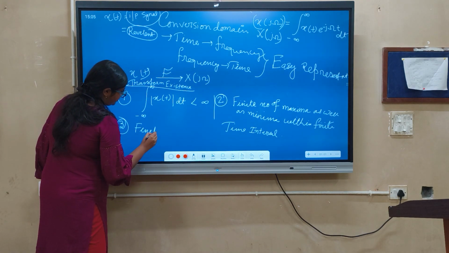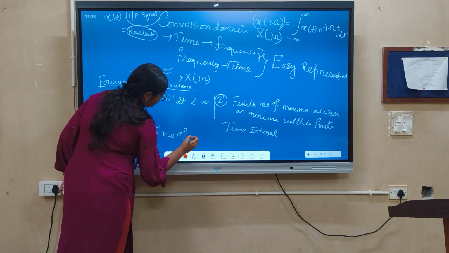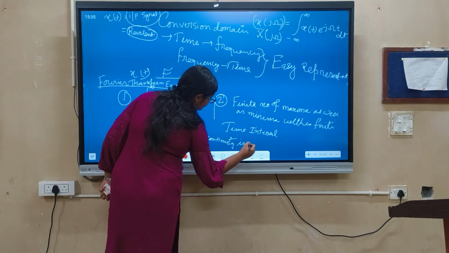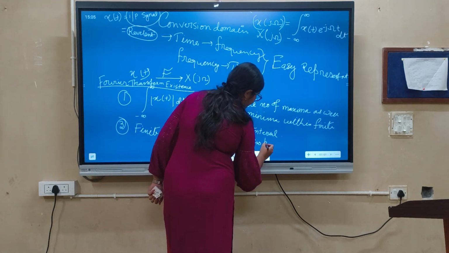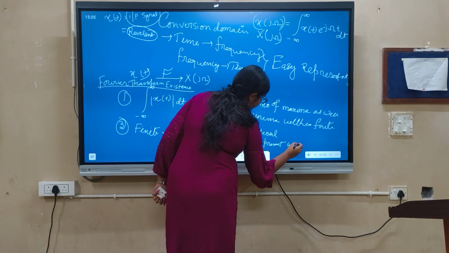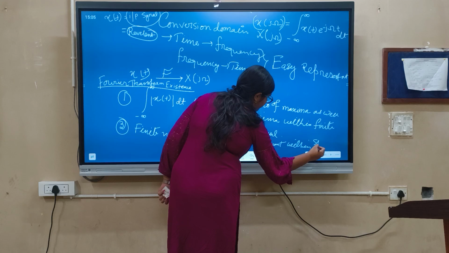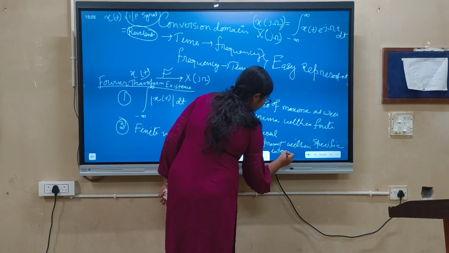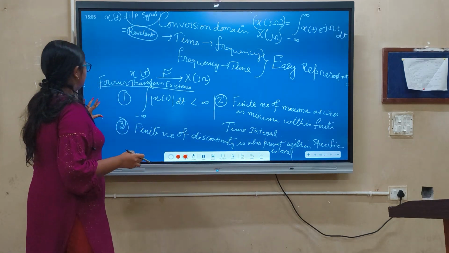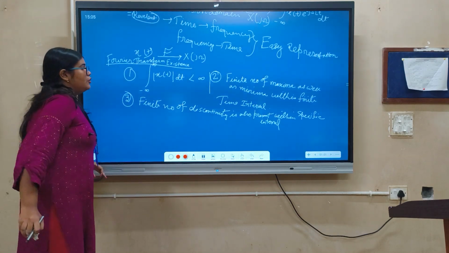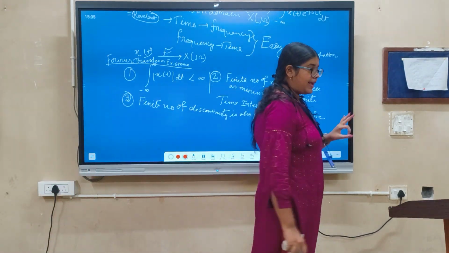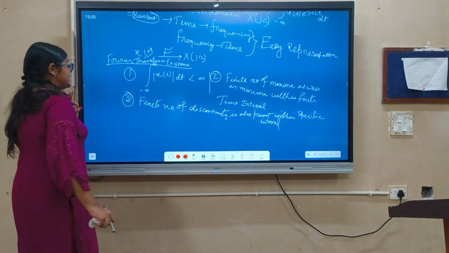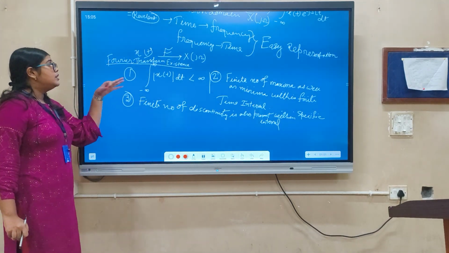So the third one is what? A finite number of discontinuities is also present within a specific interval. Right? That is all about the existence of Fourier transform. So if a signal can satisfy these three properties, then we can easily transform it.